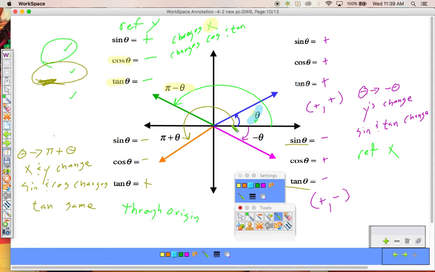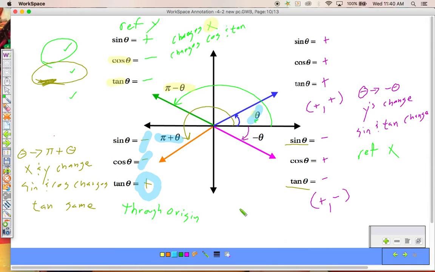When I go from theta to pi plus theta, I'm going halfway around. So both the sine and the cosine change because my x and y's change, but my tangent stays the same since they both change. All right, maybe a little confusing, but let's see how this is going to work.